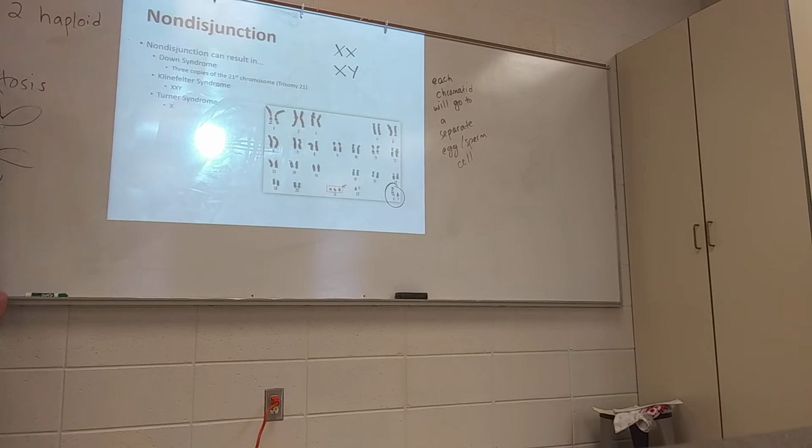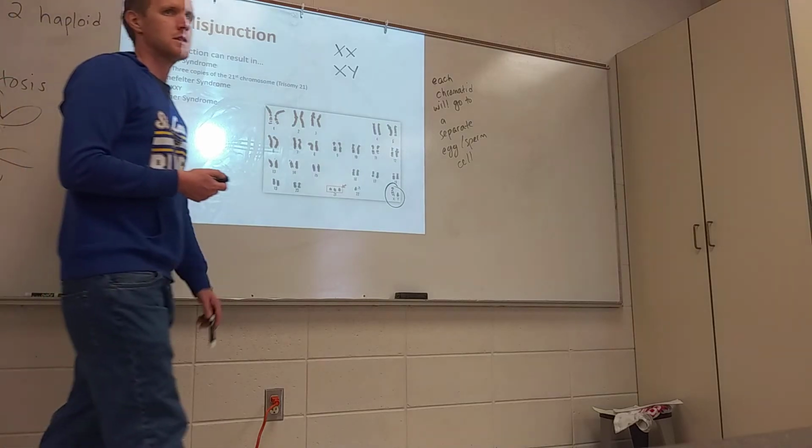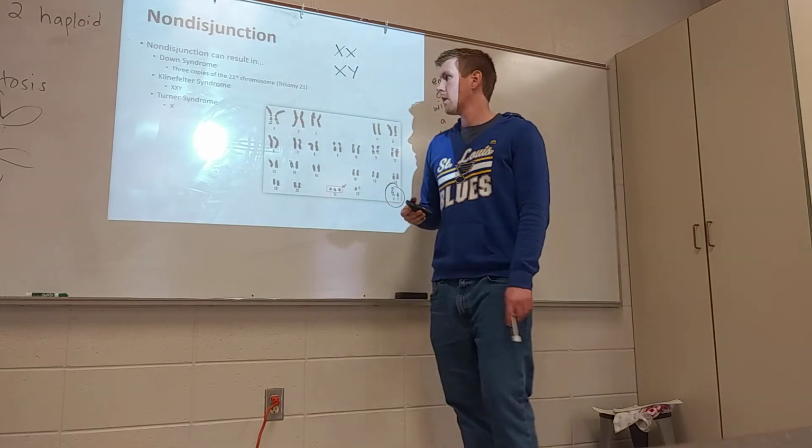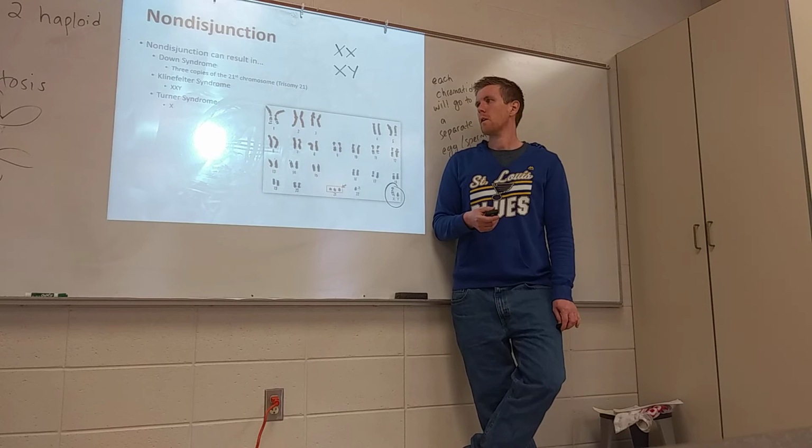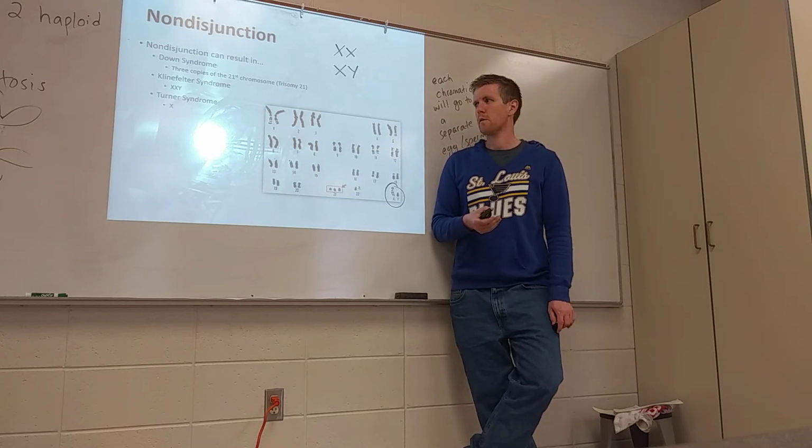Turner syndrome occurs in females with just an X. Generally, women with Turner syndrome look a lot younger than they are. They're shorter in stature and often are infertile.